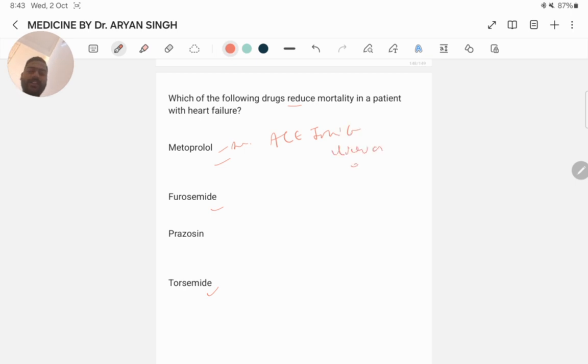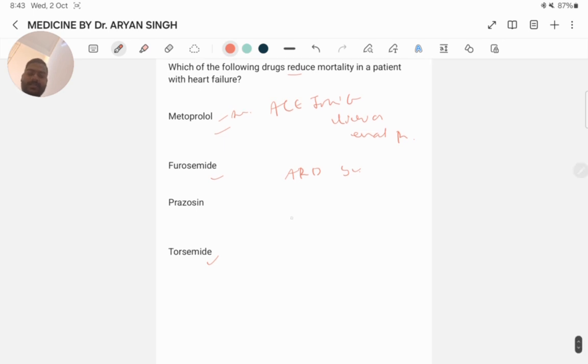lisinopril, enalapril, ramipril; ARBs such as losartan, the sartan group: losartan, valsartan, candesartan; and beta blockers: carvedilol, metoprolol, bisoprolol; and sacubitril-valsartan, Entresto, a combination drug that is an ARB and neprilysin inhibitor. What inhibitor?